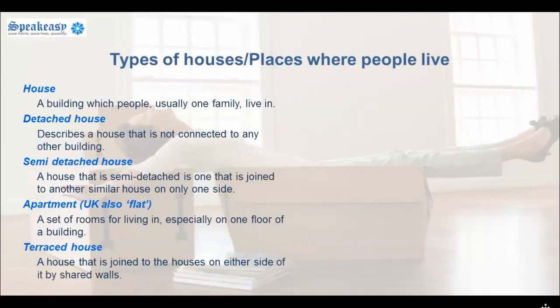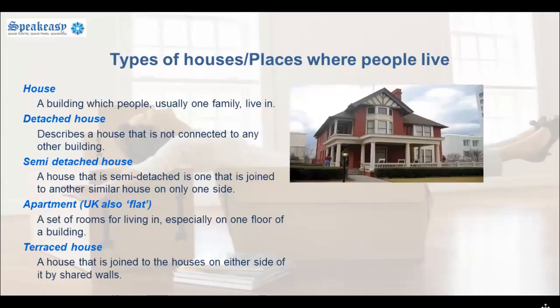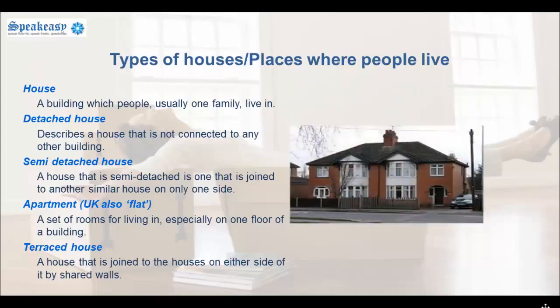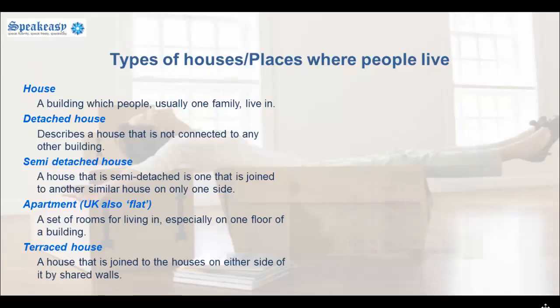Okay, so now let's take a look at some types of houses and places where people live. Starting with a house, a building in which families live. A detached house describes a house that is not connected to another building. A semi-detached house is a house that's attached, but only on one side.